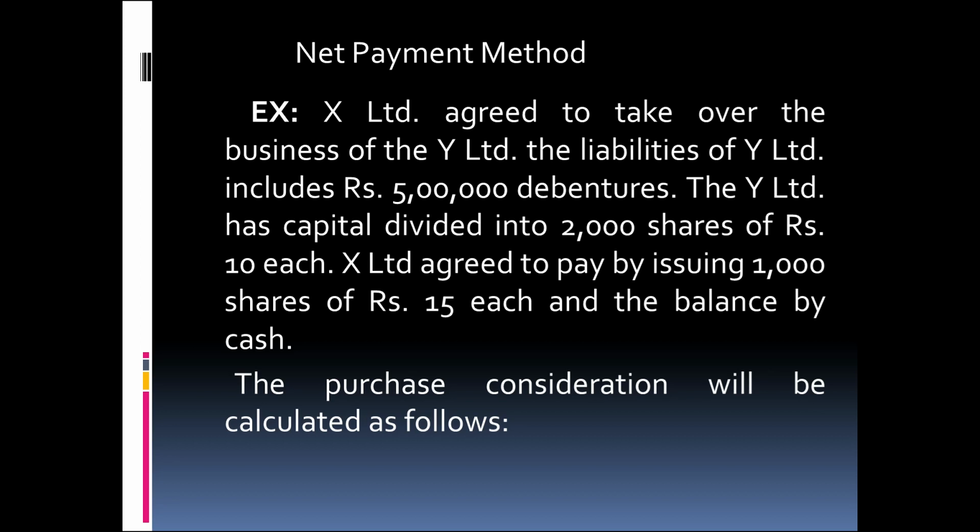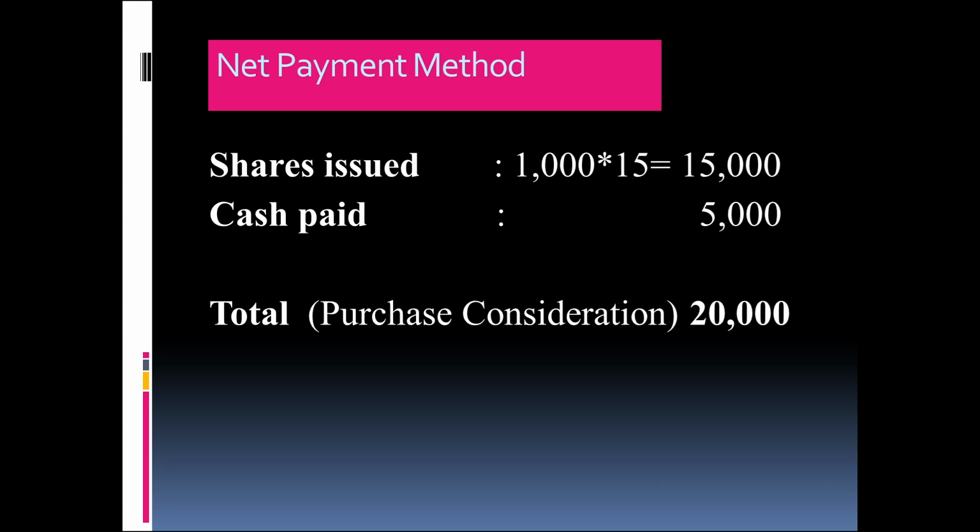Y Limited has 20,000 capital. The purchase consideration will be calculated as follows. Net payment method. Shares issued by the purchasing company, 1000 shares into 15 rupees per share, total 15,000. Cash paid by the purchasing company, 5,000. The total consideration will be 20,000.